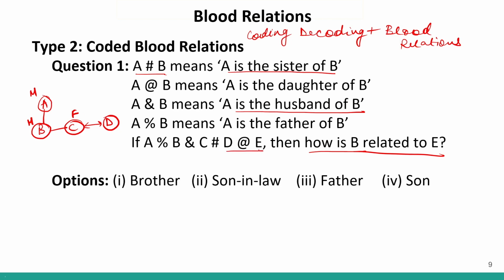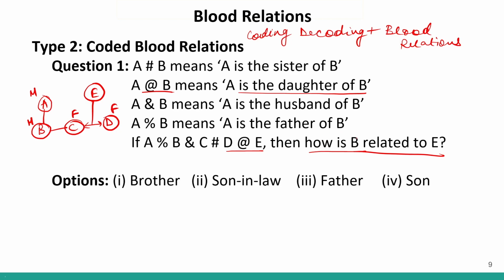Moving forward, D at the rate E means D is the daughter of E. E's gender is unknown. D will be female because D is the daughter. C and D are siblings, so C and D are children of E. Correct? This much information is correct. This is how the chart will be drawn.